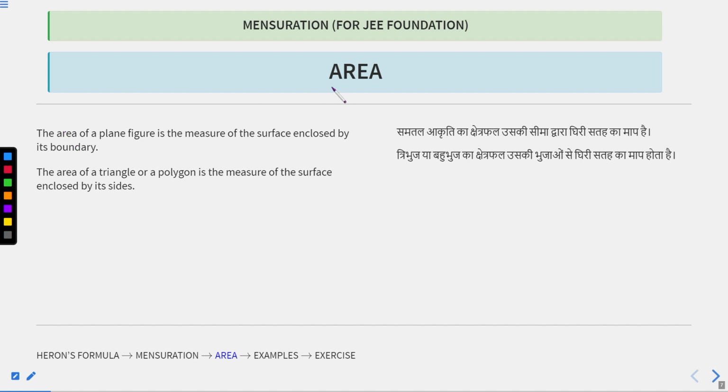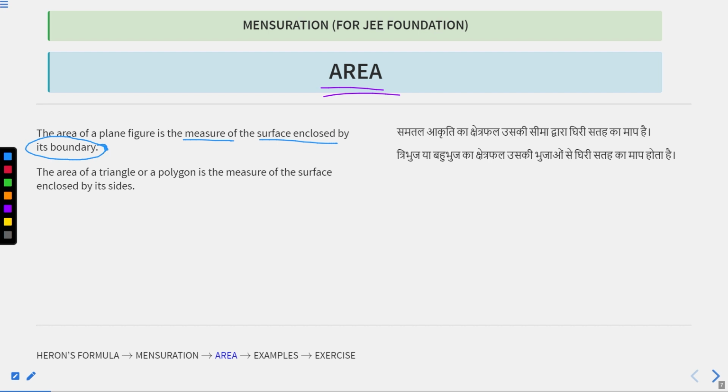Now we are here at area. What do we mean by area? How is it very useful? As I already told you in the beginning, area means the measurement of a closed surface, closed by its boundaries. It is a measurement of a plane figure, of the surface enclosed by its boundary. I hope this is clear.